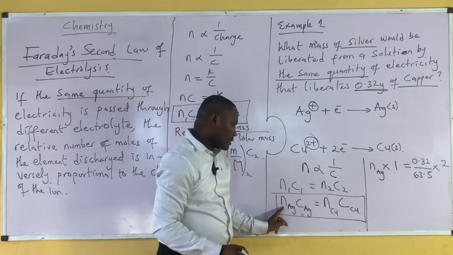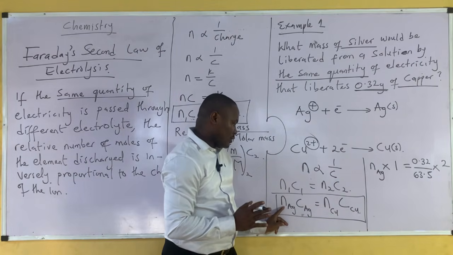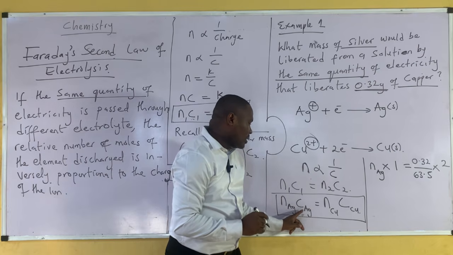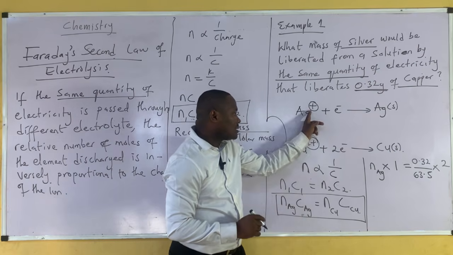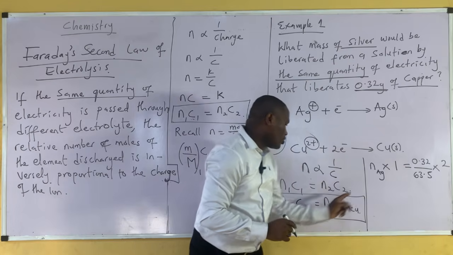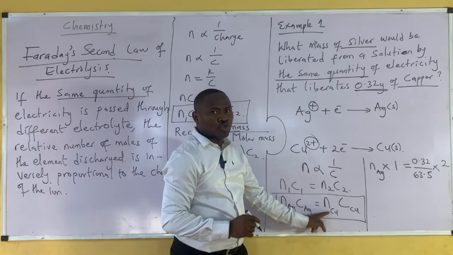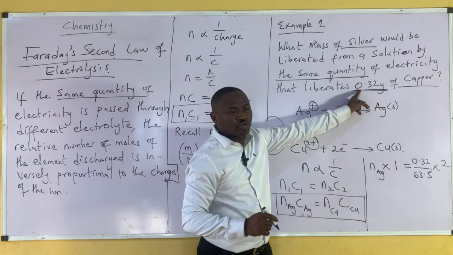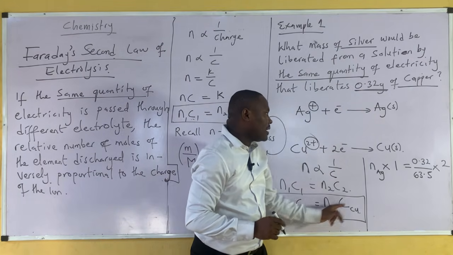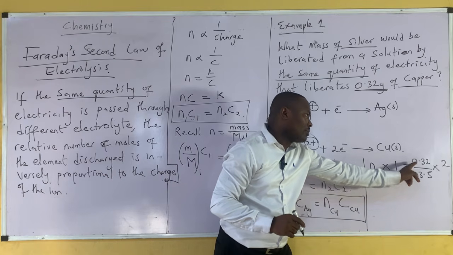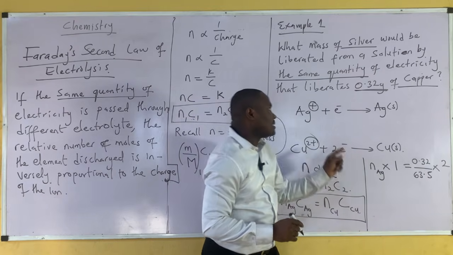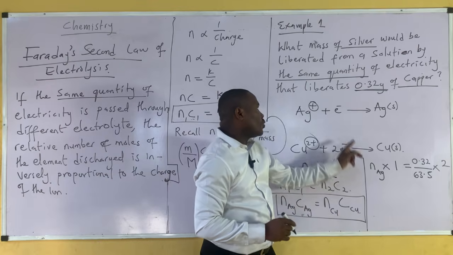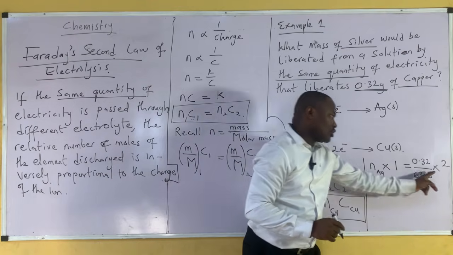Remember, the mole of silver, I don't know, I left it that way. The charge of silver is 1, that is equal to the mole of copper. I don't know that either, but I know the mass of copper. The mass of copper is 0.32. Then divide by the molar mass, because mole equals mass over molar mass. Then times the charge of copper, which is 2 plus, which is 2 here.